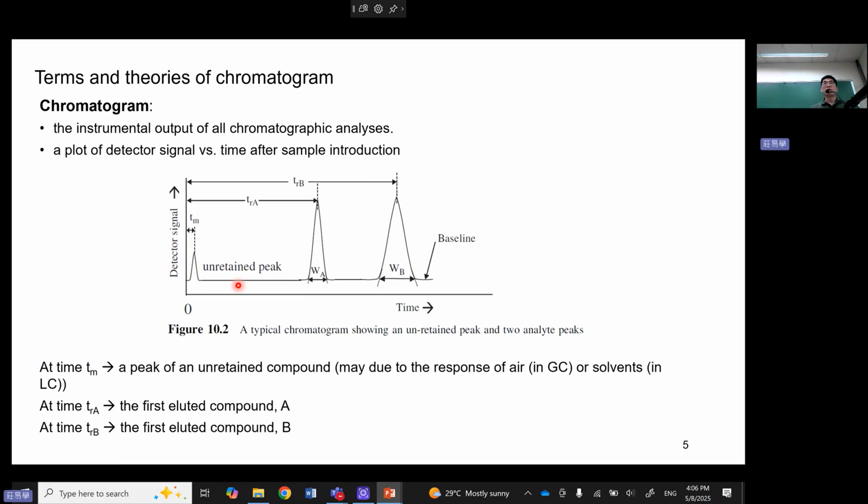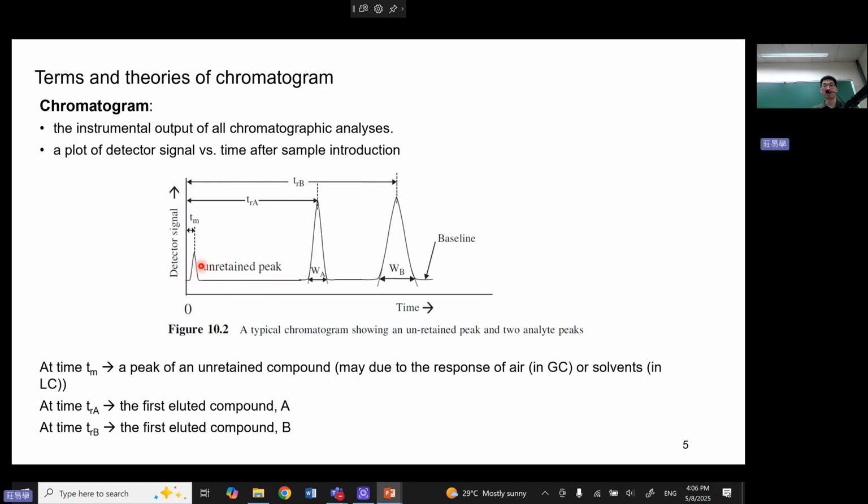Okay, so this is actually a typical chromatogram for gas chromatography or liquid chromatography. In this case, how many peaks do you see? Apparently, there are 3 peaks. Okay, but something we want to keep in mind is that, in chromatography, usually we'll see a peak appear at a relatively short time.